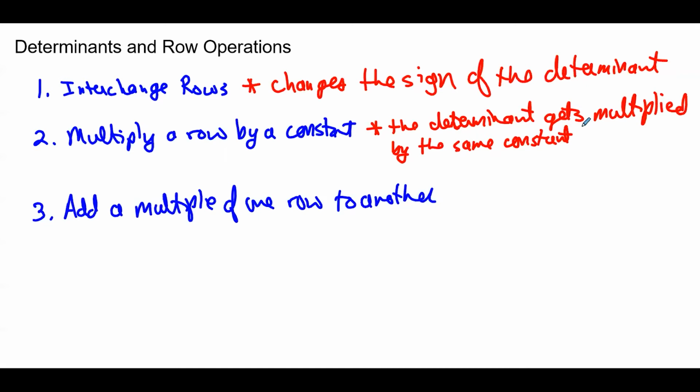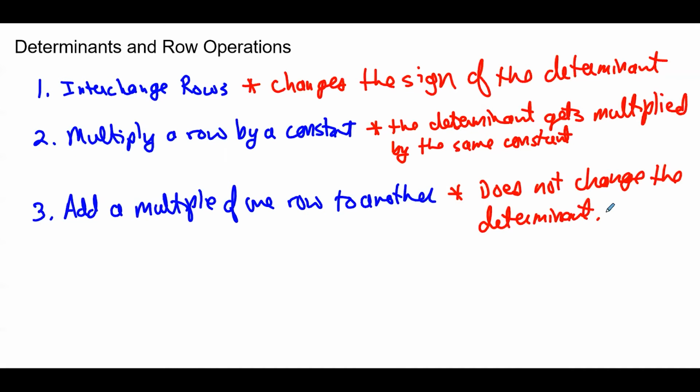So the good news is on number 3, if you add a multiple of one row to another, this does not change the determinant. So that's great. You can always add a multiple of one row to another, and it's not going to change the determinant at all. And there's nothing to keep track of. So let's do an example where we use this.